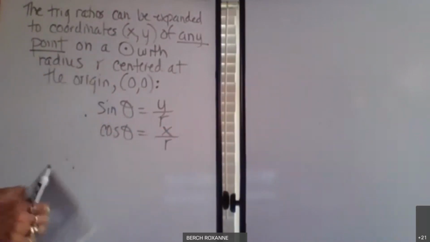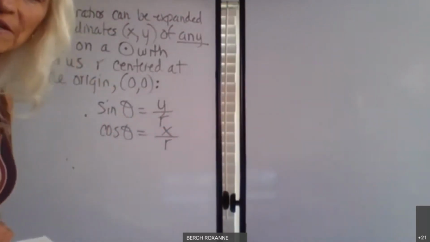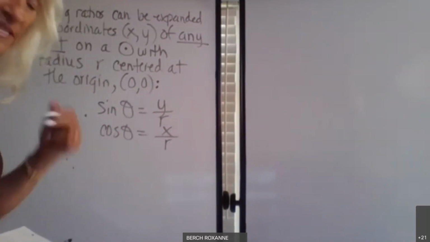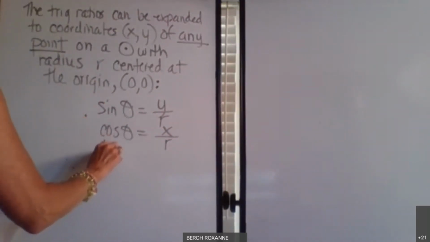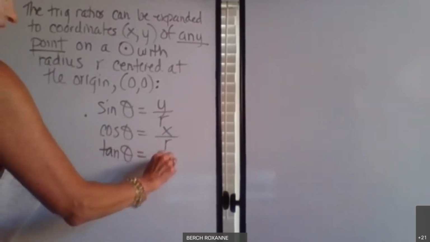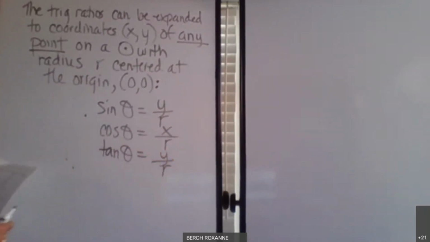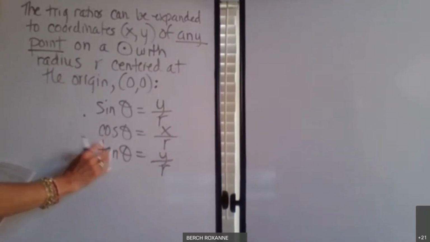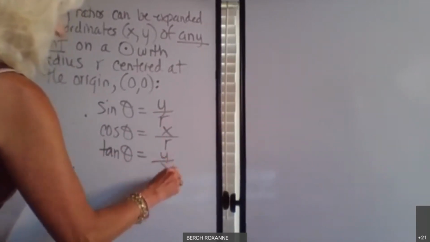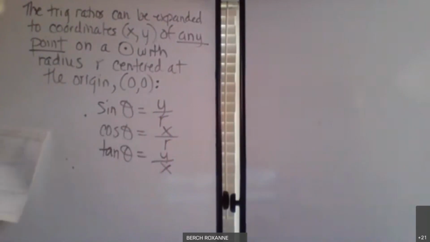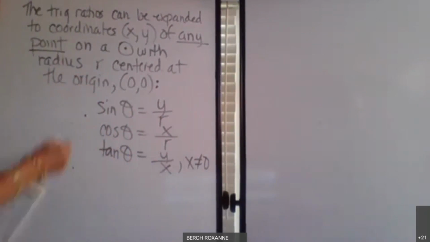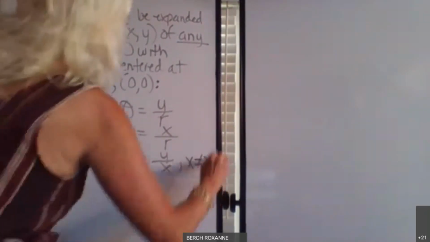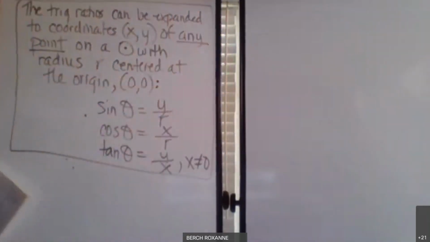And the reason why, if you're wondering, why didn't she write cosine first? If cosine is x, why didn't I write it first? Because tangent is defined as y over x, and it's easier to see it like that when you memorize them. X cannot be 0, by the way, because you can't have a 0 in the denominator. So this all goes in a box.